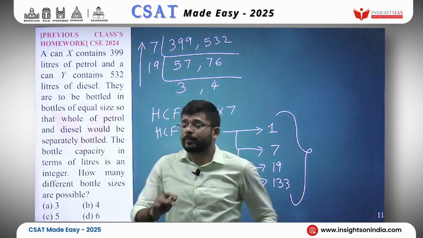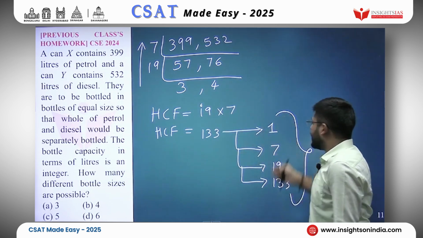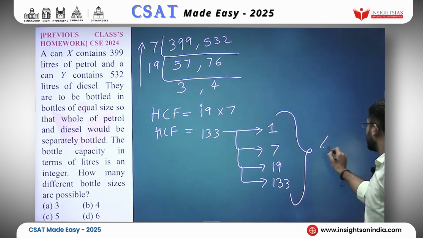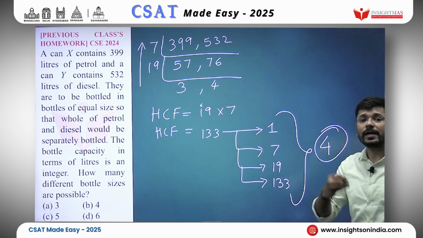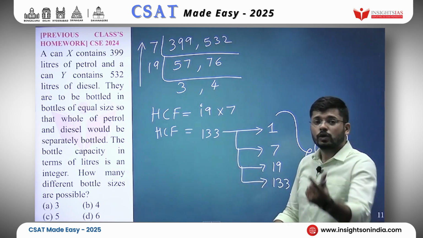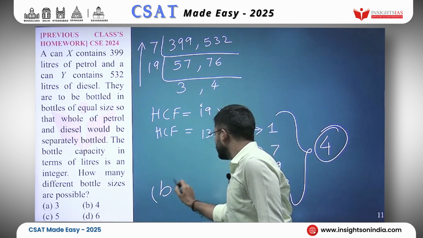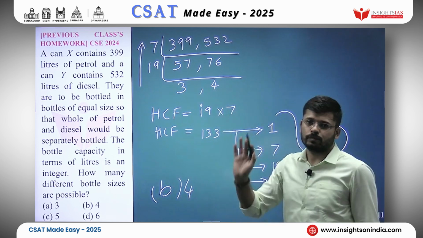So how many different capacities of bottles can you use? You can use 4 different capacities of bottles. So your answer will be option B, 4.